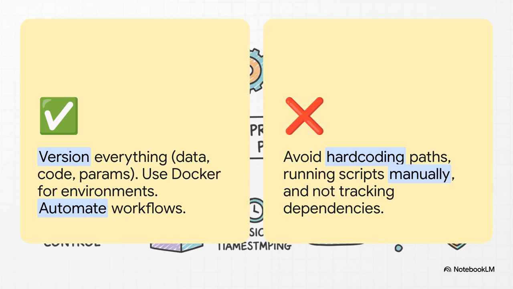So, to make this all super practical, here's a simple little cheat sheet. On the left, in the Do This column, you've got the must-haves. Version everything, use Docker, automate your workflows. And on the right, these are the red flags, the common mistakes you have to avoid. Hard-coding file paths, running scripts by hand, not tracking your dependencies. Following these rules is really what separates a hobby project from a professional, production-grade system.